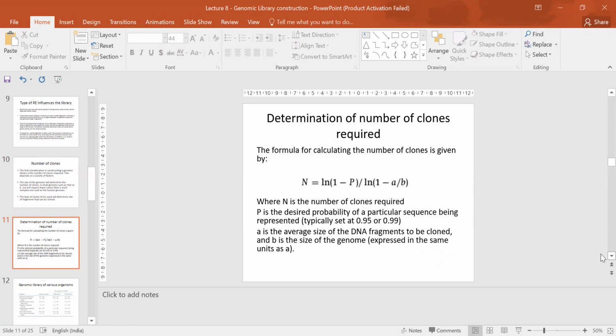Well, the capital N is the number of clones required when we try to clone the genomic library. P is basically the desired probability of a particular sequence being represented. So we typically set it to have a statistical significance of 0.95 to 0.99. Small a is the average size of the DNA fragment that we want to clone, and B is the size of the total genome expressed in the same units, same as a.